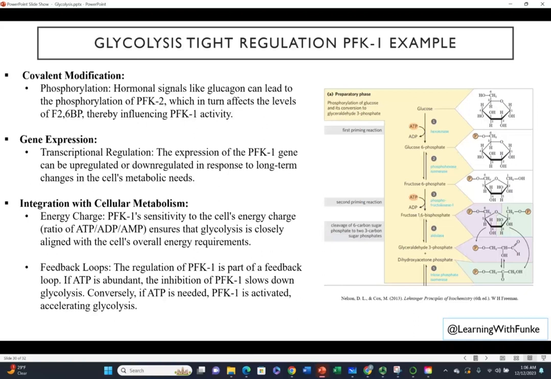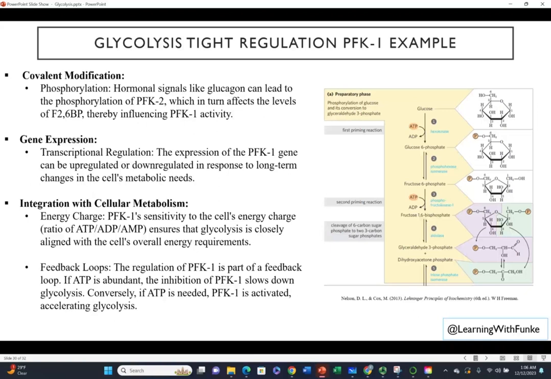Another key part that I spoke about is integration with cellular metabolism. PFK1 sensitivity to ATP, ADP, and AMP helps regulate glycolysis to ensure that we have sufficient energy, not too much, not too little.